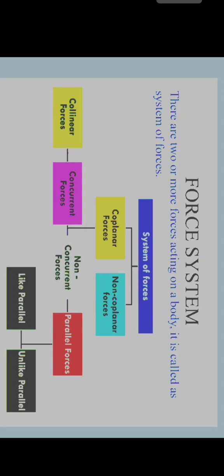Basically, the system of forces is divided into two types: coplanar forces and non-coplanar forces. Coplanar forces are further divided into four types: collinear forces, concurrent forces, non-concurrent forces, and parallel forces. Parallel forces are further divided into two parts: like parallel and unlike parallel. Let us discuss in detail what they are.